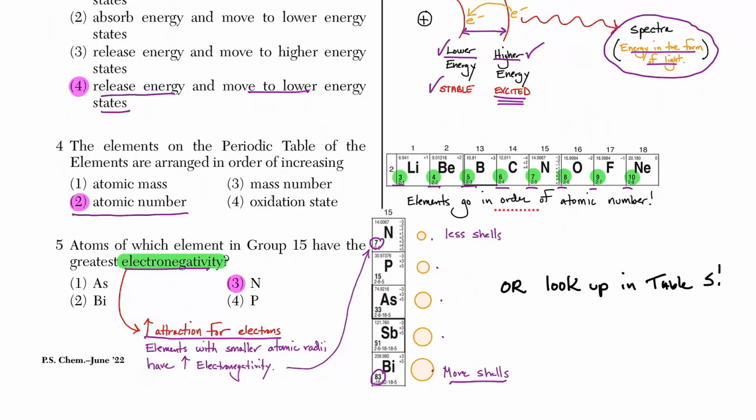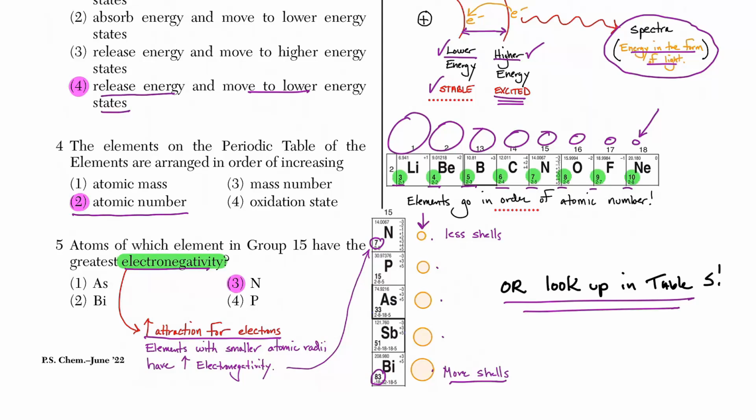If we go across the row 2 here, the atoms get smaller as we add more protons because we pull in those electrons. Higher electronegativity with smaller atoms. But if you don't like any of that, you can go to table S and see which one is going to have the highest electronegativity. You can just look it up and compare. There's no reason to get this wrong, but you should understand the trends. So that's why choice 3 is the answer there.